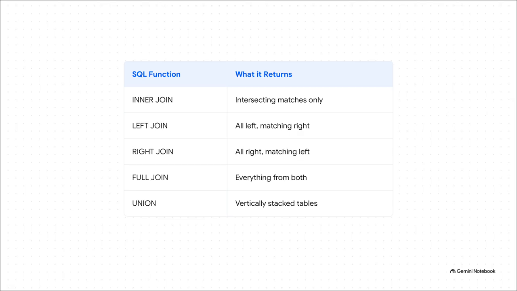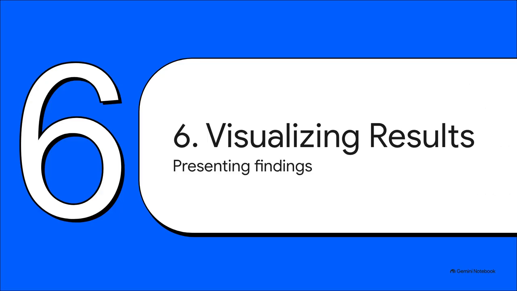And union is a bit different. Instead of combining columns side by side, it vertically stacks tables on top of each other as long as they have the same columns. Memorize that logic. And finally, Section 6, visualizing the final results.